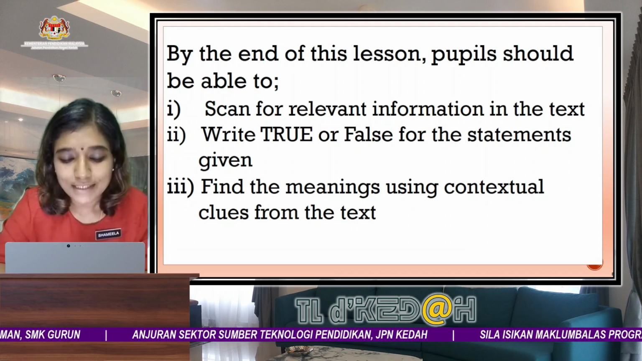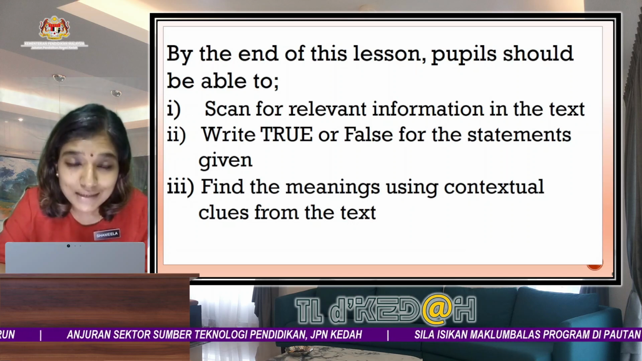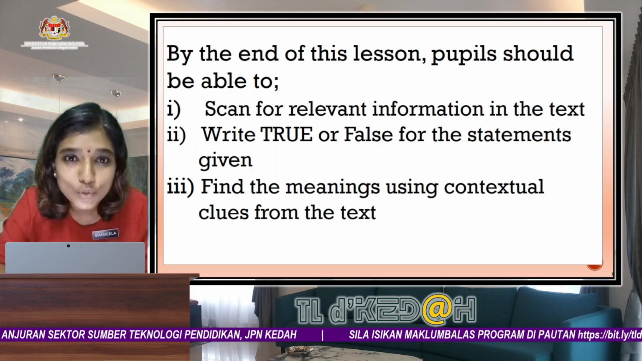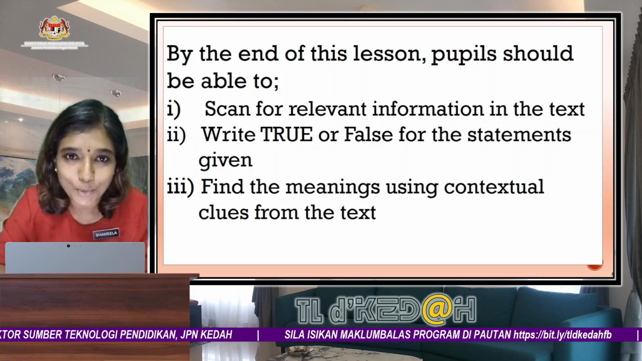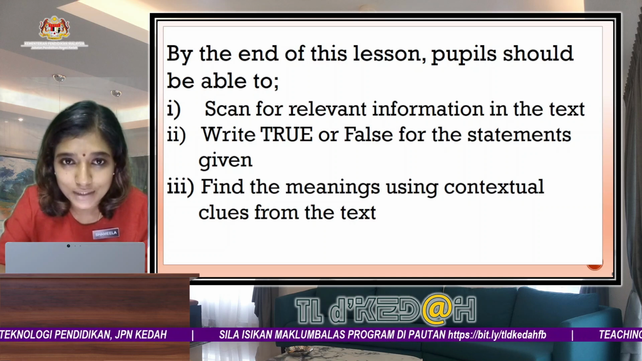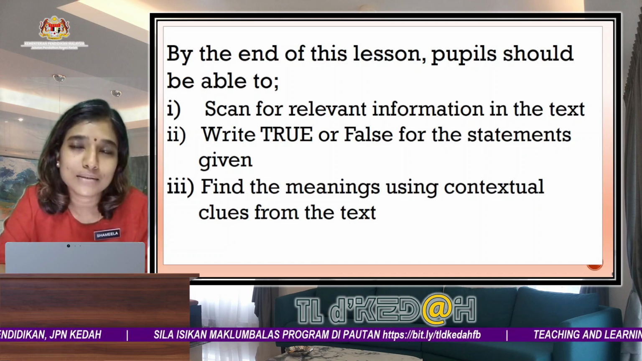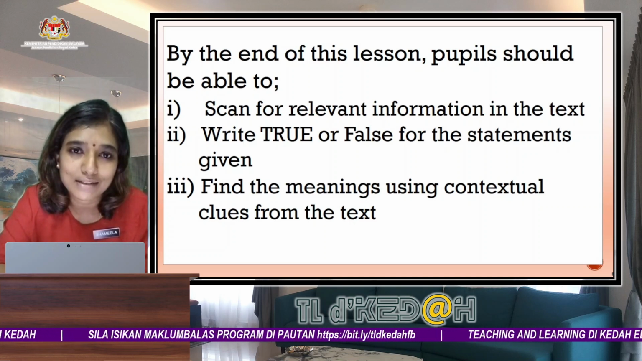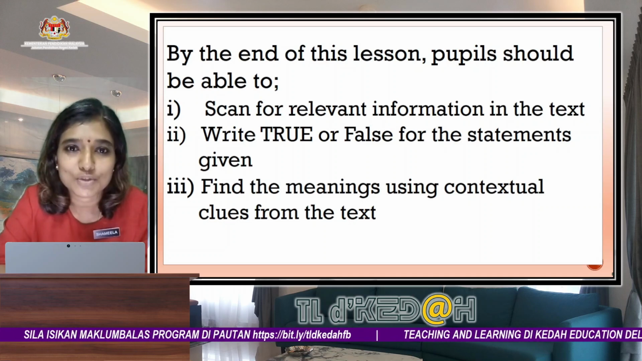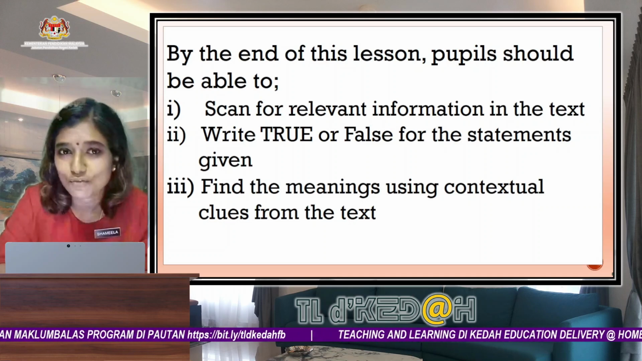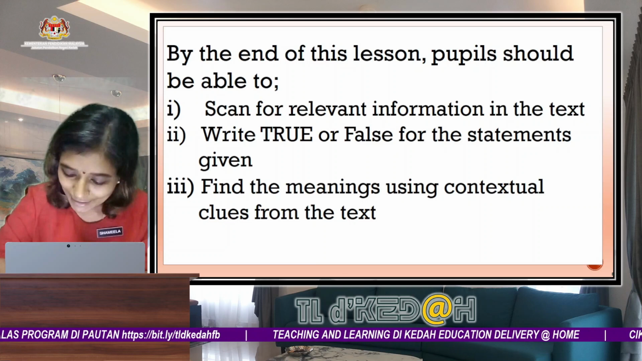Next, you need to find the meanings using contextual clues. This is very important. Sometimes you might come across words you don't know, and you'll be thinking, how do I get the best answer? That's where we need to use clues from the text to help.